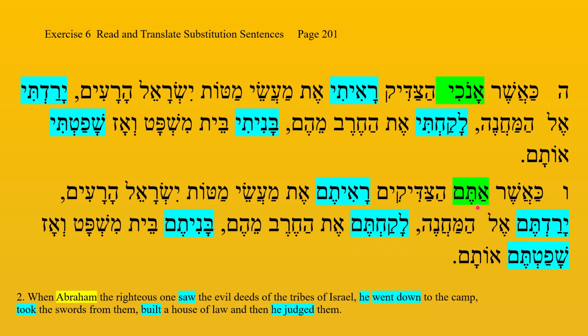So when y'all, you masculine plural, the righteous ones, saw the evil deeds of the tribes of Israel, y'all descended to, or went down to, the camp. You took the swords from them, you built a city of judgment, and then you judged them.